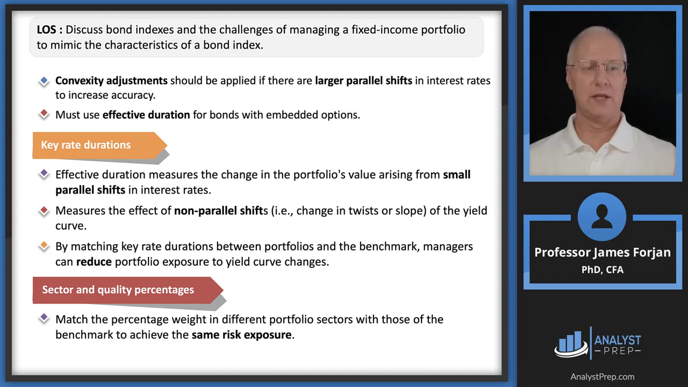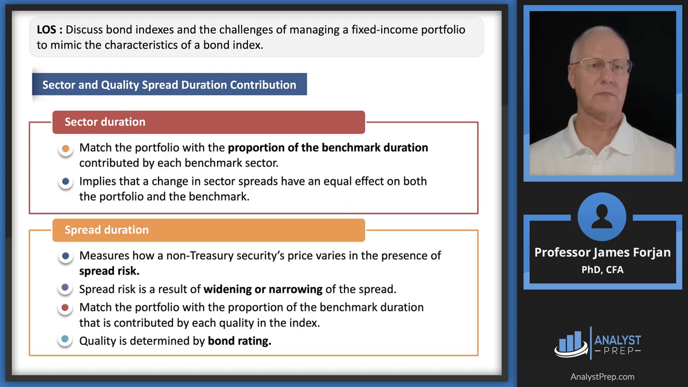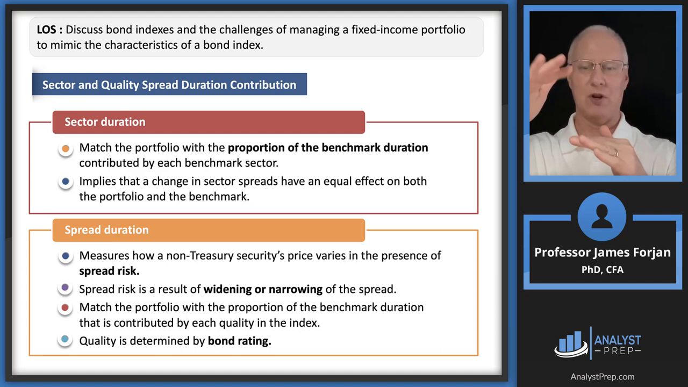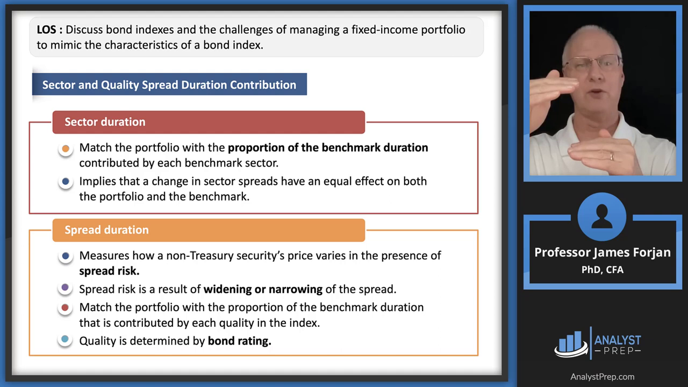Sector and quality percentages, of course, ideally in full replication, we'll do a perfect match on either side, but we're going to have deviations from that as well. Sector duration, that's just an average there. Spread duration, that of course is just an average, but here spread duration is going to be a measure of interest rate risk, a measure of how the bond and the bond portfolio's value changes, whether the spread widens or narrows.